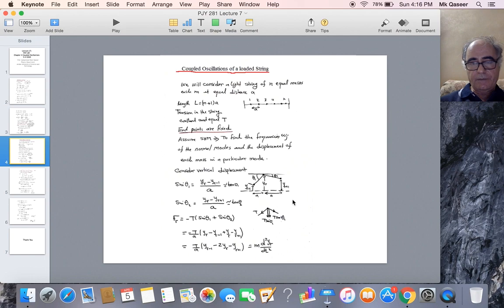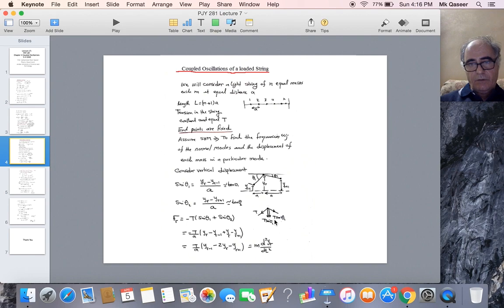If you look here, this is the displacement of the rth particle from the equilibrium, and this is the displacement of the right particle, which is y r plus 1, and this is for the left particle, which has a displacement y r minus 1. We did this problem at the beginning of the course. Now sine theta 1 from the figure is given by this expression, and sine theta 2 is given by this expression, and this is for small oscillations.